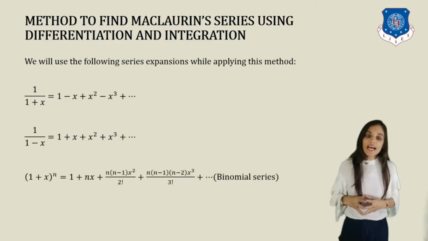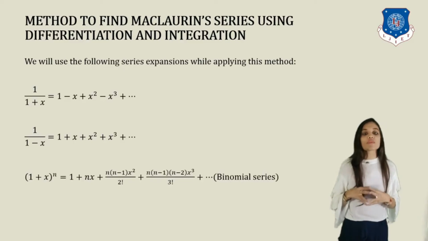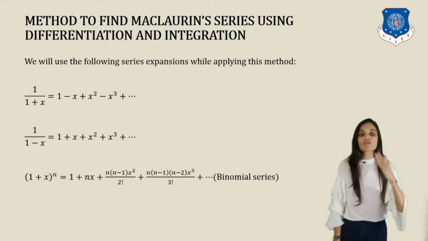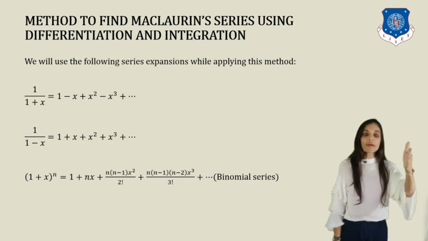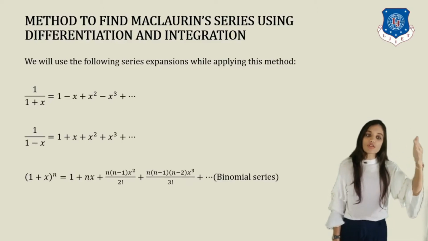so on. And last, you have to remember the binomial series expansion, which is given by 1 plus x whole raised to n, that is equal to 1 plus nx plus n into n minus 1 upon 2 factorial x square plus n into n minus 1 into n minus 2 upon 3 factorial x cube plus and so on.